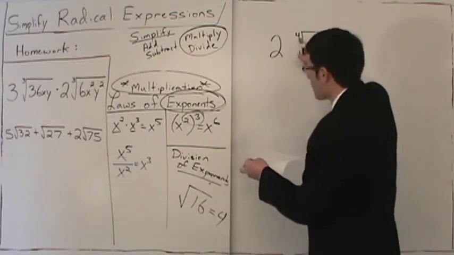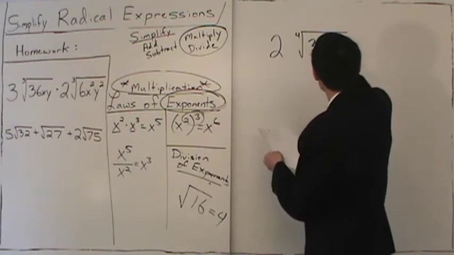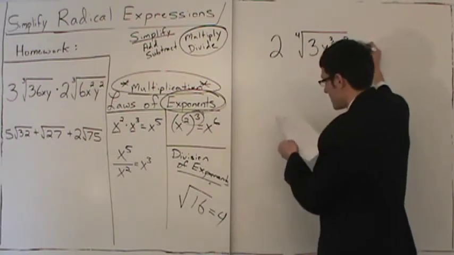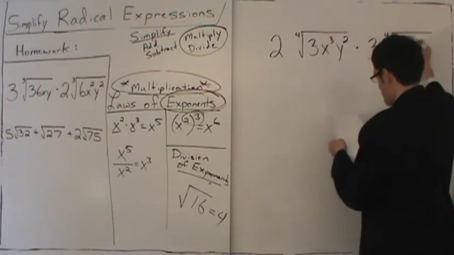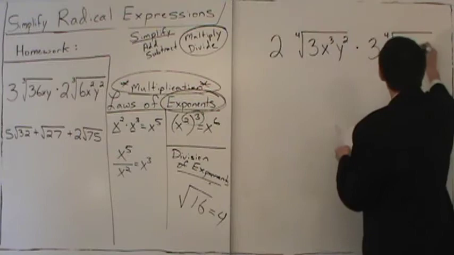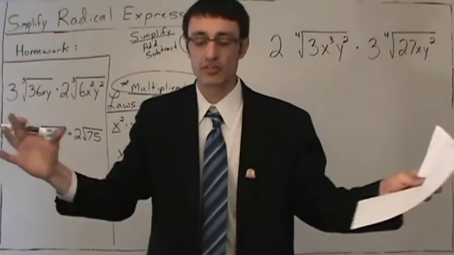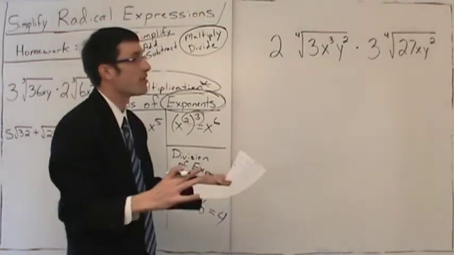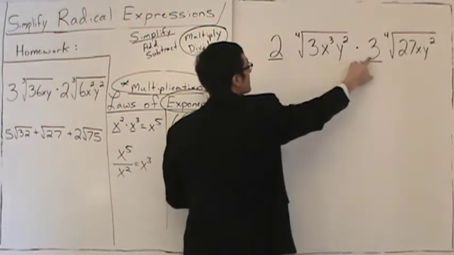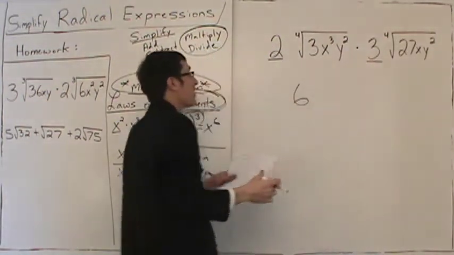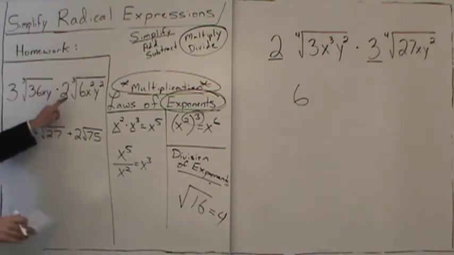So 2 times the fourth root, the index is 4, of 3x to the third y squared, multiplied by 3 times the fourth root of 27xy squared. Think of it like this: radicals, we can glue them together, just like we do with monomials. You multiply your number by your number. 2 times 3 gives what? 6. So on this problem, you multiply your numbers together, your 3 times your 2, and you get a 6 out front.